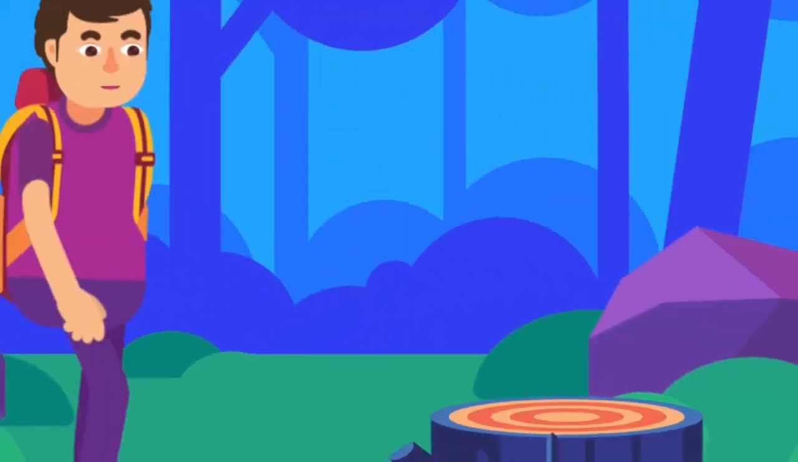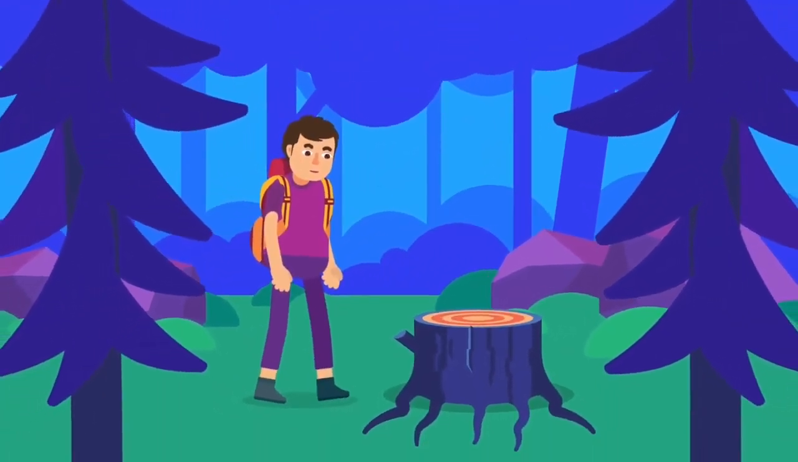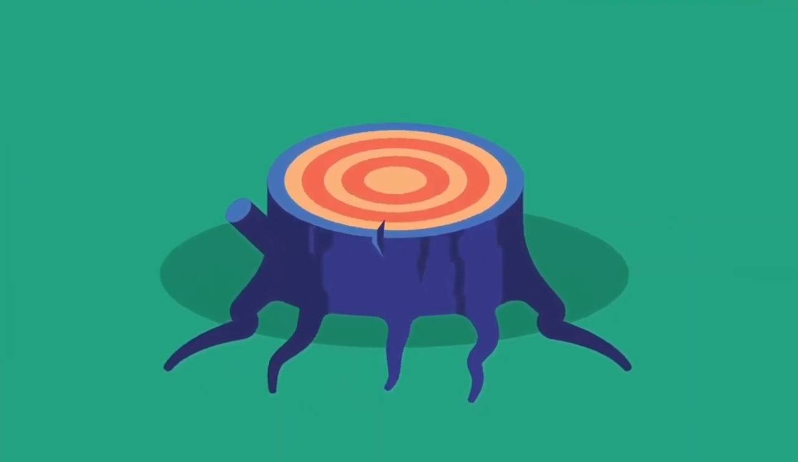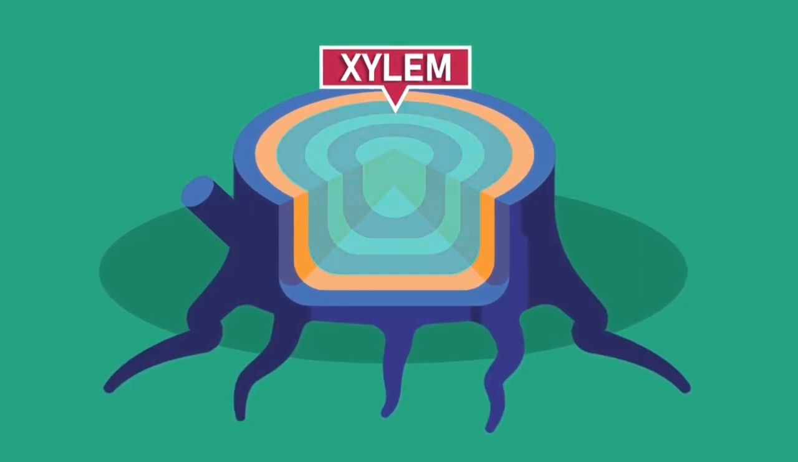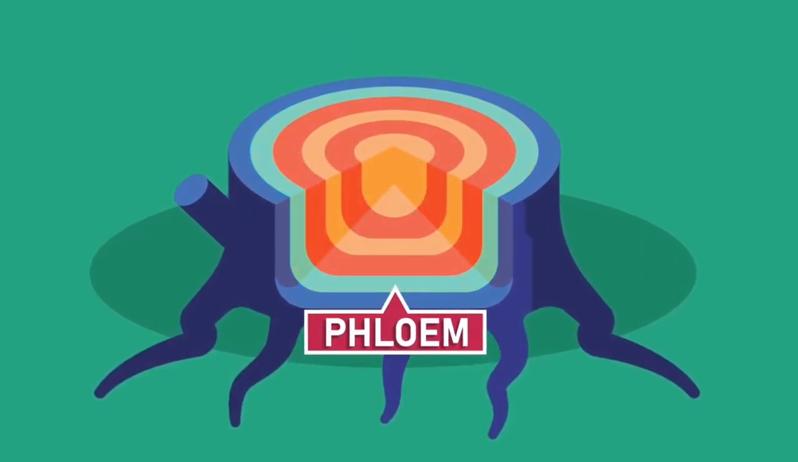If you've ever seen a fallen tree and take a closer look inside, almost all of its radial contents, consisting of heartwood and sapwood, are actually xylem tissues, and the inner part of its bark is the phloem.